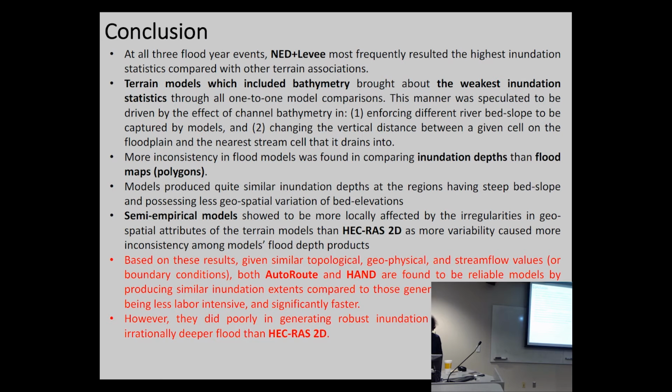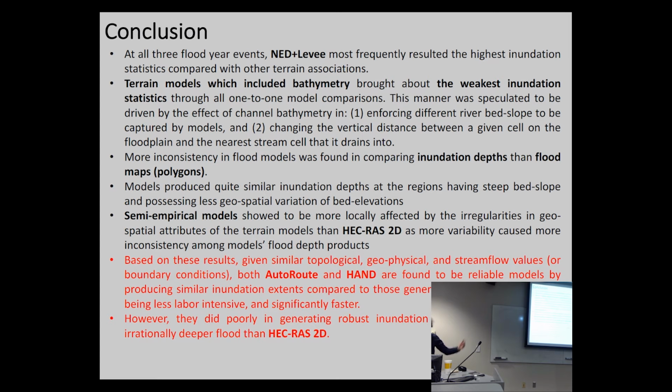And more inconsistency in flood models was found in comparing inundation depth than flood maps. Models produced quite similar inundation depths at regions having steep bed slope and less geospatial variation, as I mentioned, less urban zone. And semi-empirical models in all these comparisons showed to be more locally affected by irregularities in geospatial attributes of the terrain model than HEC-RAS 2D.